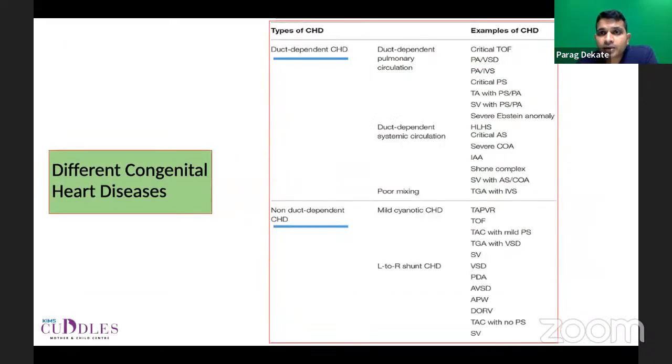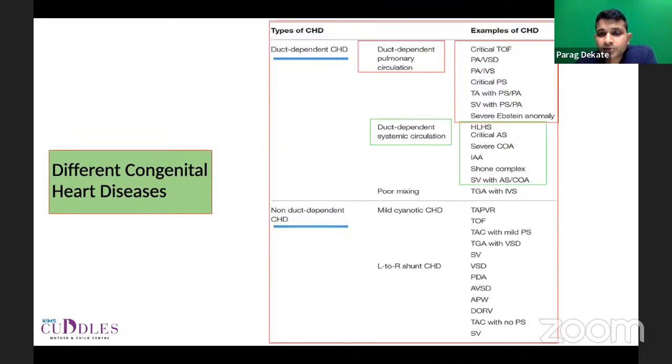Different congenital heart conditions we see when we're talking about duct-dependent congenital heart conditions. So you have duct-dependent pulmonary circulation. Duct-dependent pulmonary circulation means we need a duct to be open to take care of the blood flow to the lung. So we have critical tetralogy of Fallot. We have pulmonary atresia where there is no forward flow, so the blood flow depends upon the duct going into the lung. We have pulmonary atresia with intact ventricular septum, critical pulmonary stenosis when there is no forward flow. We have truncus arteriosus with pulmonary stenosis or pulmonary atresia. We have Ebstein anomaly where the PDA persists.